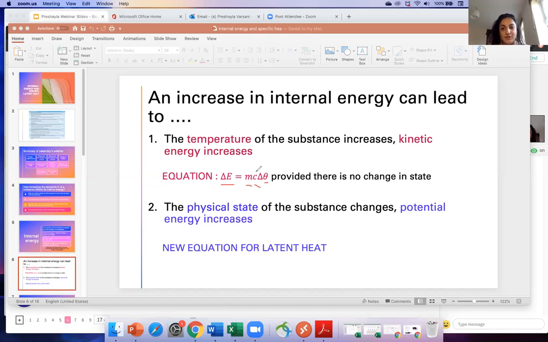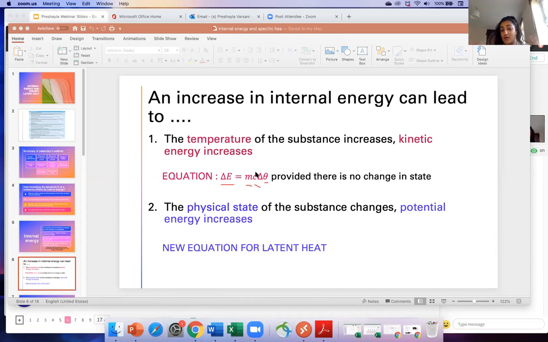Now, with these two processes comes an association with energy. So if we are increasing the temperature of the substance, we're increasing the kinetic energy. If we're changing the physical state of the substance, we're changing the potential energy. Okay, so two different processes that we have and two different equations which govern them.